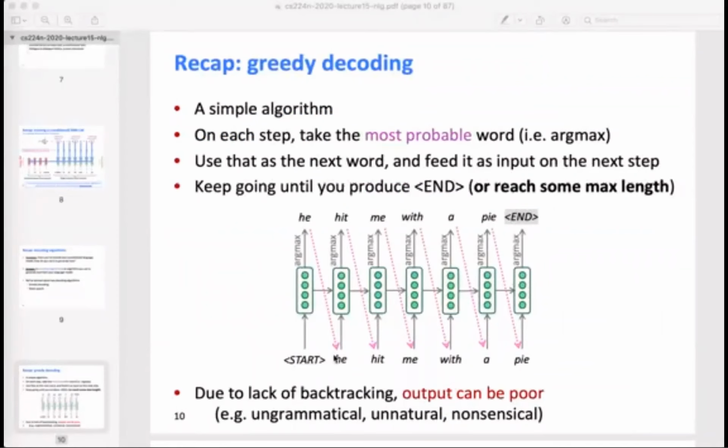And the problem is due to lack of backtracking, which means that once you make a mistake in one step, you cannot go back. The output can be poor. That means that it can be ungrammatical, unnatural, or nonsensical.